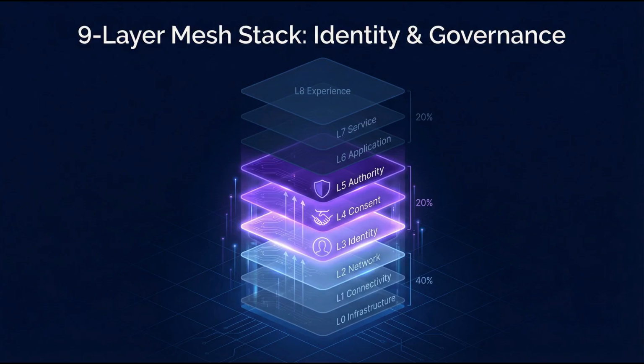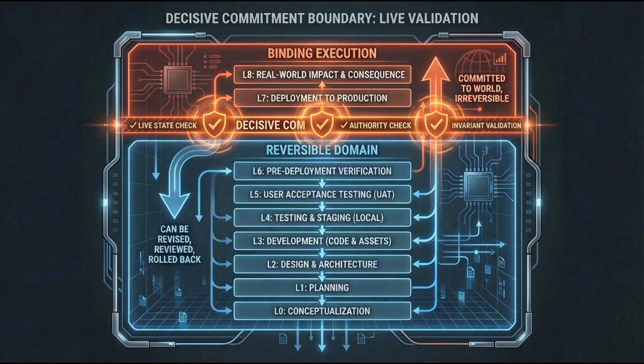The mesh layer distinguishes between reversible and binding execution. In the lower layers, governance and epistemic domains, decisions can be revised, reviewed, and rolled back. But at the decisive commitment boundary, between layers 7 and 8, execution becomes binding. Actions cross this boundary and become irreversible. Crucially, this is not a static line. Final commitment requires live validation against current state, authority, and active invariance at the execution boundary itself.